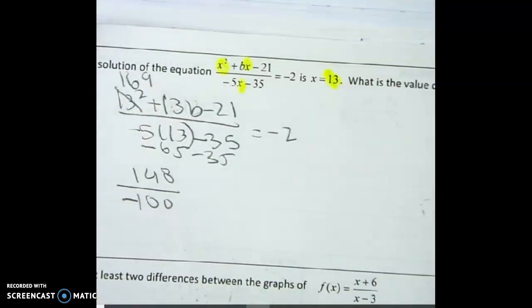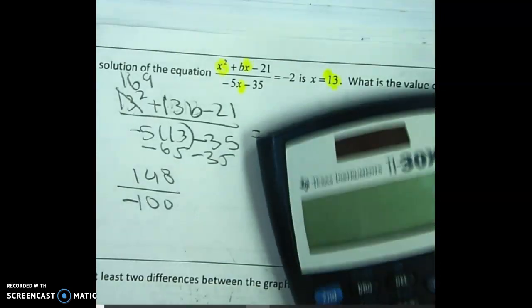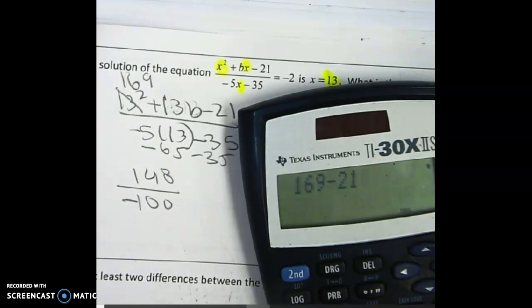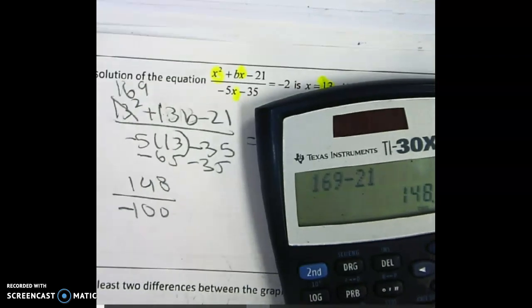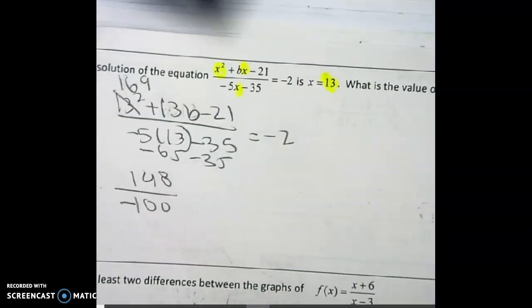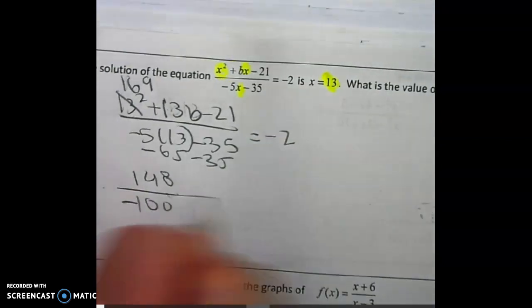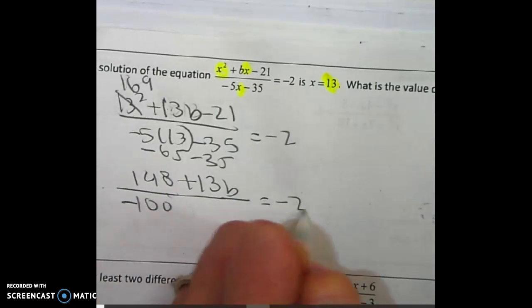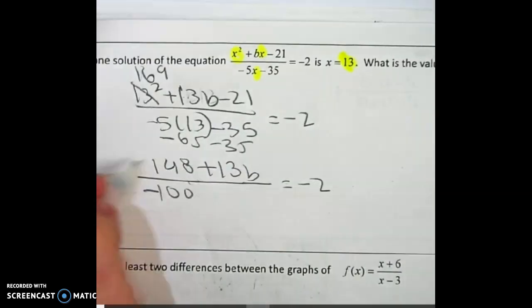Just going to double triple check to make sure I'm doing okay on my math here. 169 minus 21, 148, good. I'm pretty sure I'm good. I just always want to double triple check. Equals negative 2. All right, so now I'm going to solve this like I normally would.